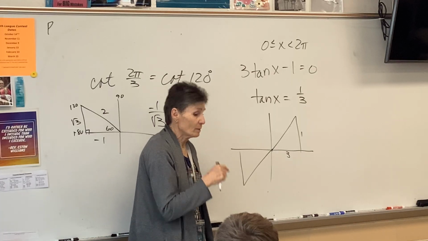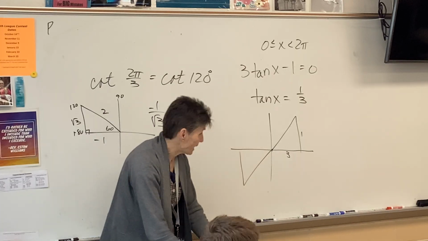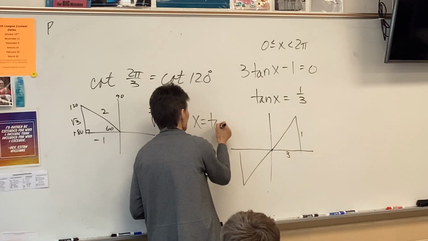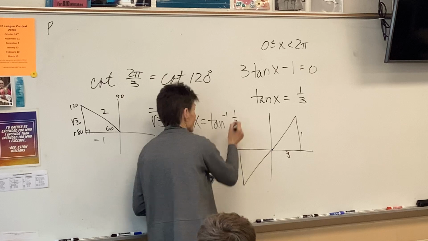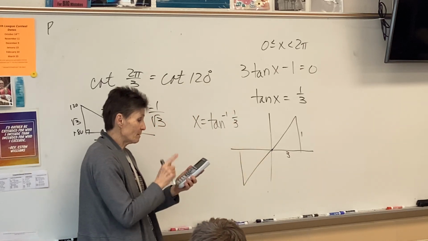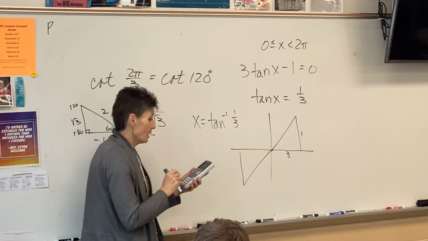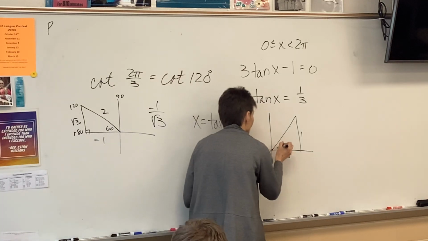All right, so here we go. I need to know the angle that has a tangent of 1/3. So I am going to type in this on my calculator. So I'm in radians, second tangent, 1/3. I got 0.322.